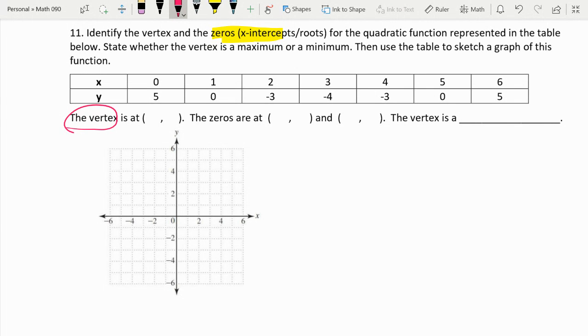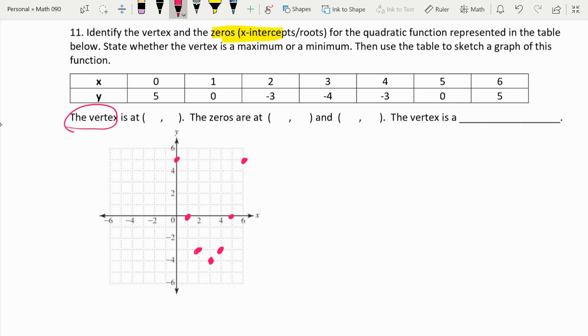All right. So 0, 5, right there. 1, 0. 2, down to negative 3. 3. So remember, you're starting at the x-axis. You move left or right first. 3 to the right, 4 down. Then 4 down to negative 3. Then 5, 0, and 6, 5.